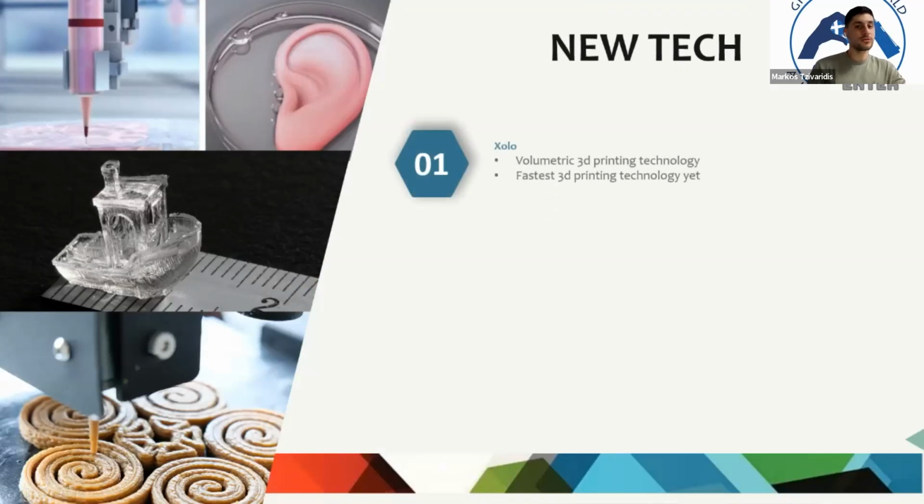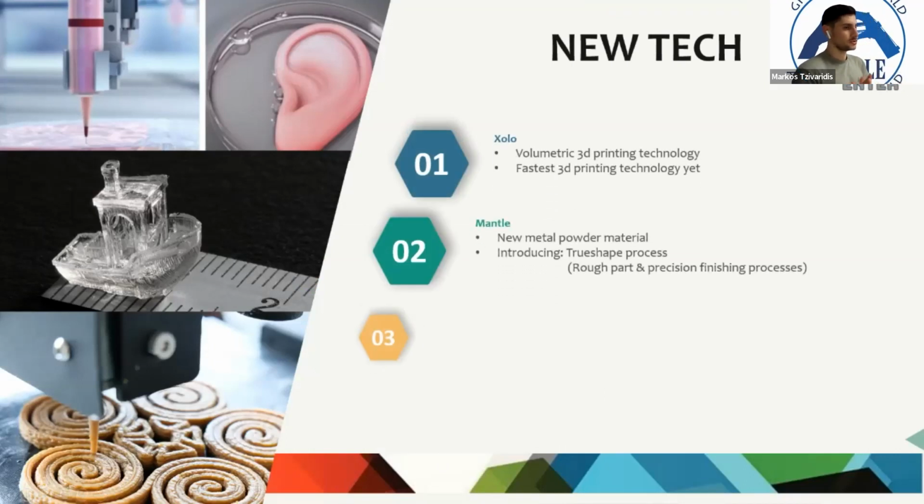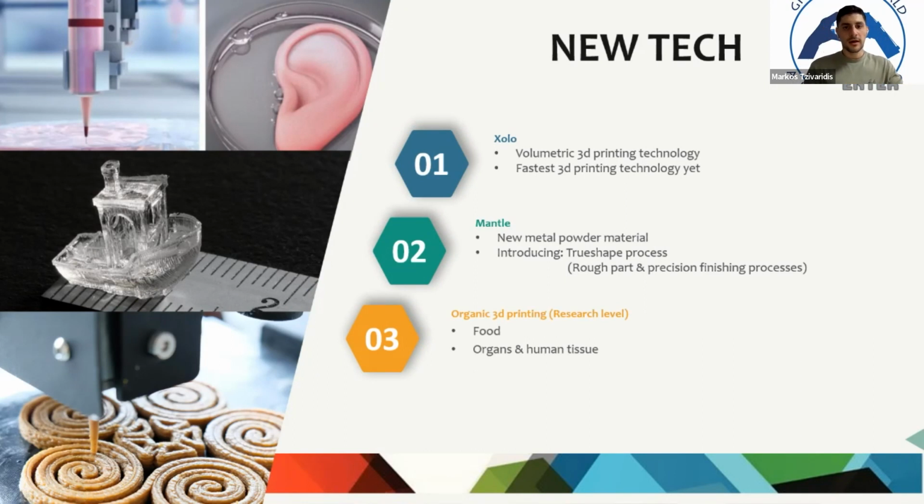And now to the good stuff, the new technologies. Those are the technologies that we're going to see in the future, guys. So the first one I would like to mention is Zolo. Zolo uses volumetric 3D printing technology, which is a technology that creates the whole part simultaneously. This is the fastest 3D printing method discovered yet.